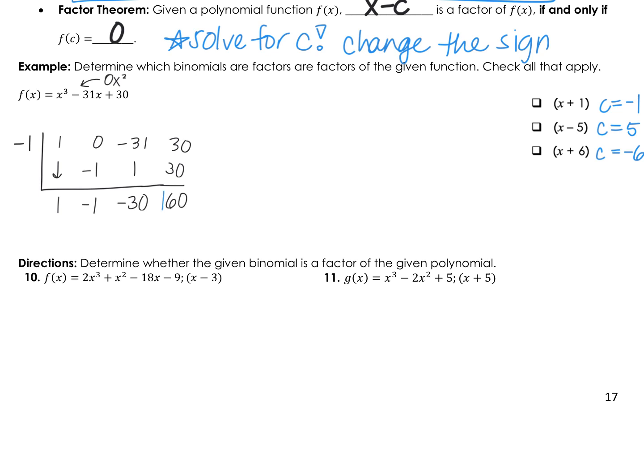So is the remainder 0? No. So no, because f of -1 is not 0. So it is not a factor. It would need to divide evenly, and it does not. So you can cross that one out or something. Okay, you're going to do the same thing for 5 and -6. So 2 more times. Ready to go. So you're doing this, right? So you're going to set it up for 5 and do the same thing. You're trying to see if it comes out to 0.